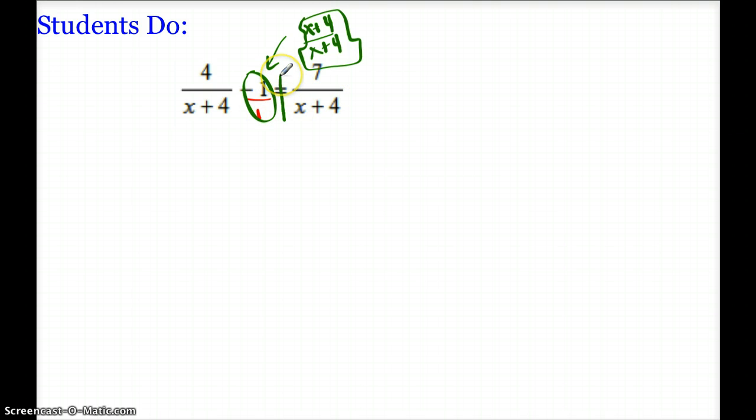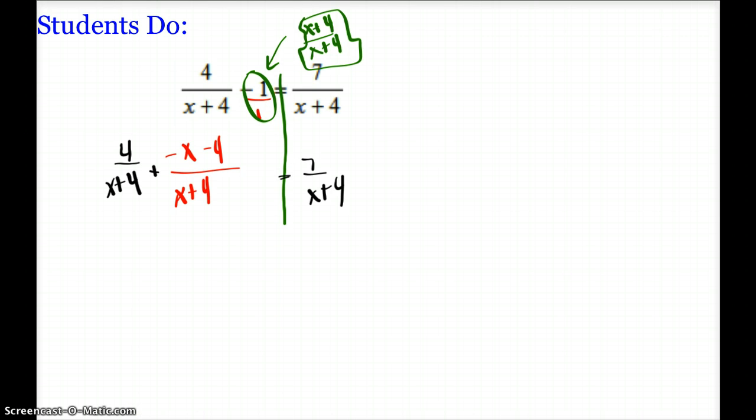So not all of them will work so well. This is one of the ones where you might need a common denominator. So I'll rewrite this first term, 4 over x plus 4. That's this one. And on this one, negative 1, I'll distribute. Again, this is from the last unit. We'll have negative x minus 4 over x plus 4. Now all my denominators are the same. I can add those together, equals 7 over x plus 4.